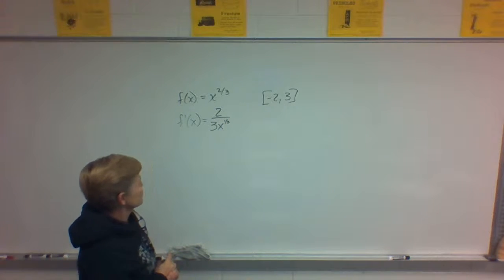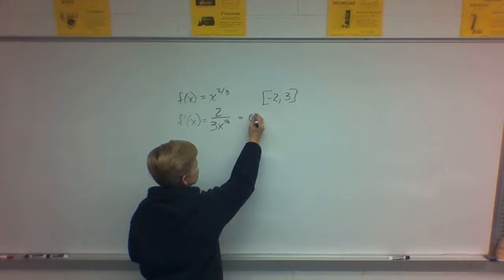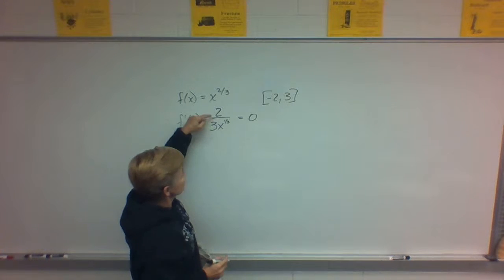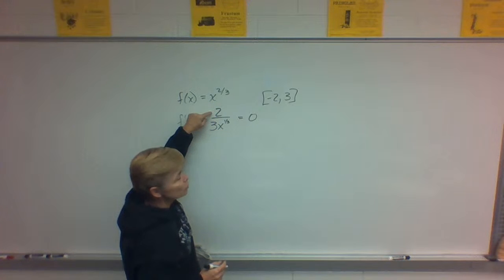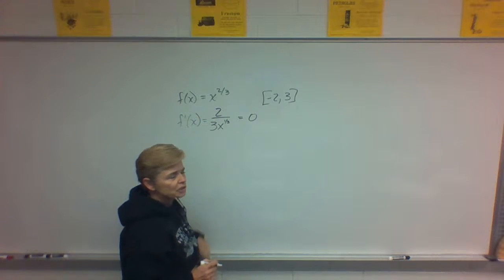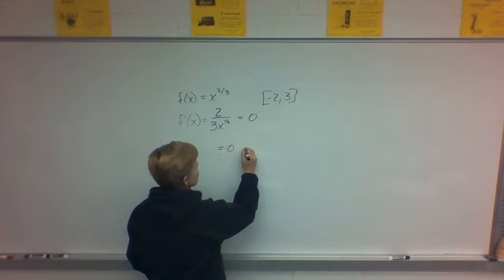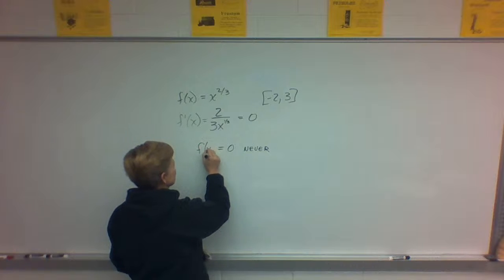So the derivative is 2 over 3 x to the 1/3, or 2 over 3 times the cube root of x. Okay, so where is this expression equal to 0? Never. It is never 0 because its numerator is never 0. A fraction can only be 0 if its numerator is 0, and this one is never 0. So the next question is, where is it undefined? Where a denominator equals 0. I'm going to say f prime equals 0, never.